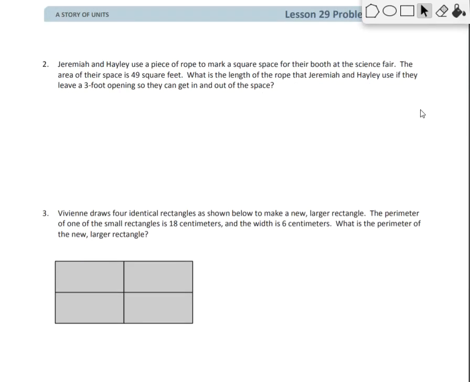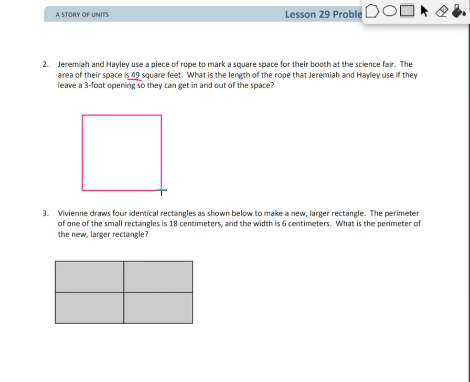All right, on to problem 2. Hey, Jeremiah, you're in our problem today. Jeremiah and Haley use a piece of rope to mark a square for their booth at the science fair. The area of their space is 49 square feet.